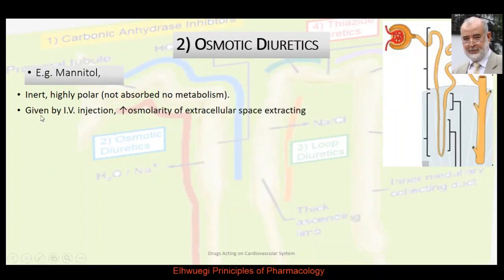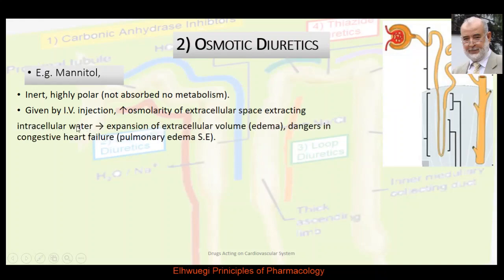So if it is given by intravenous injection, it will stay in blood, in plasma. This will increase the osmolarity of extracellular spaces. By increasing the osmolarity of extracellular space, that means extracting the intracellular water. The water will exit from inside the cell to the spaces between the cells. This will produce what's known as edema. Edema is expansion of the extracellular volume.